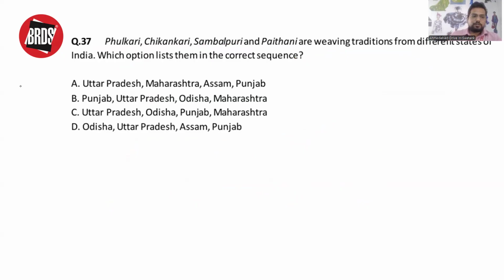Now, in this particular question, we can simply judge that we have to identify these embroidery techniques, and which part of the country, which state, they are related to. Phulkari is a very famous embroidery technique of Punjab, and by that alone we can get the answer as option B, because there is only one option which explains Phulkari as being from Punjab. Chikankari is very famous from Uttar Pradesh, where the needlework is very famous, that chikan work.